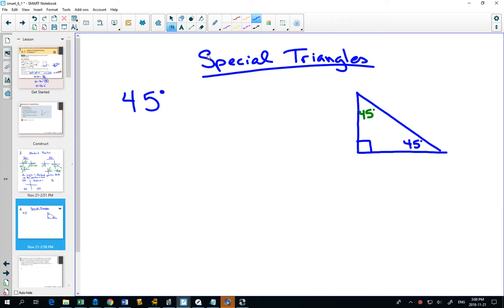Perfect. So if I have a right-angled triangle, and both those angles are 45 degrees, that tells us something about this triangle. Do you know the name of this kind of triangle? It's an isosceles triangle. An isosceles triangle has two angles the same. What else does it have the same? It has two sides that are the same.